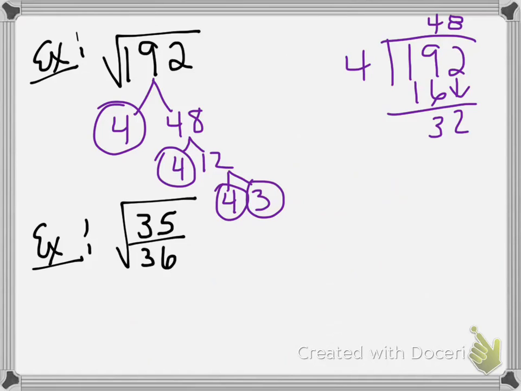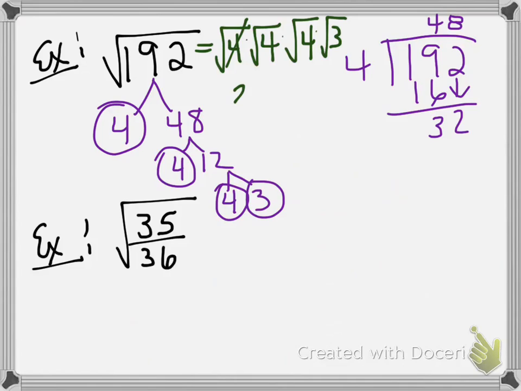But what we've got right here is the square root of 192 is the same thing as the square root of 4 times the square root of 4 times the square root of 4 times the square root of 3. So the square root of 4 is 2.